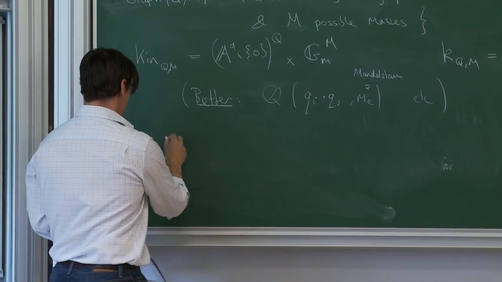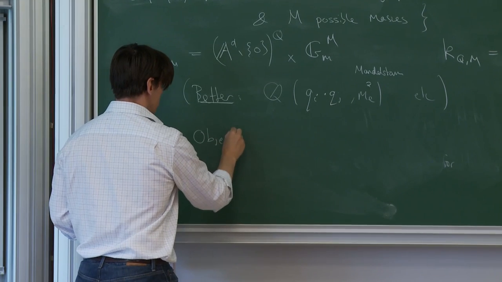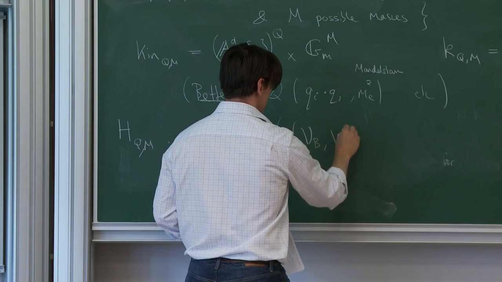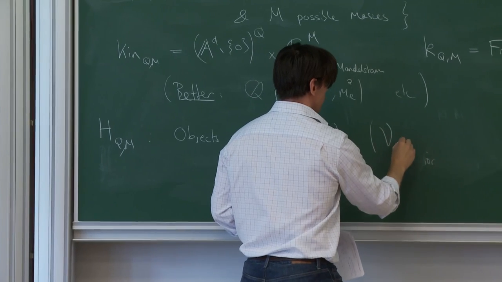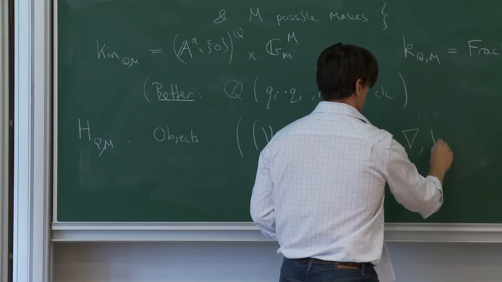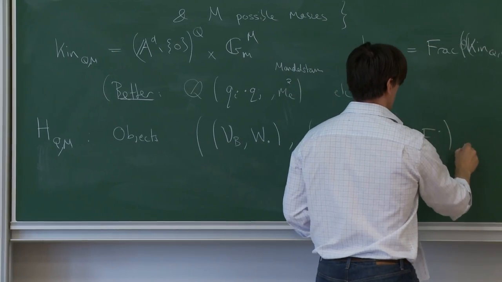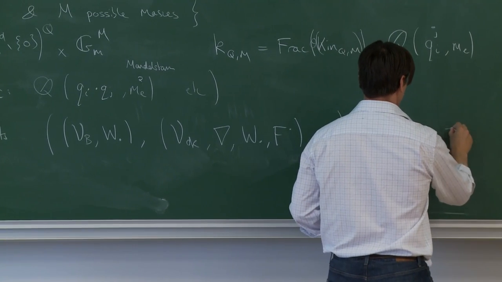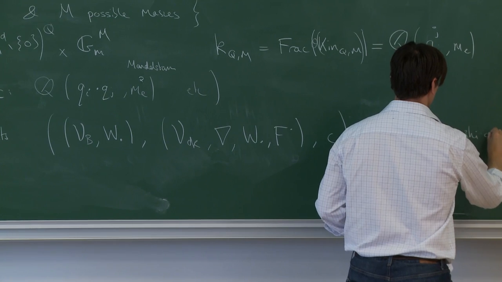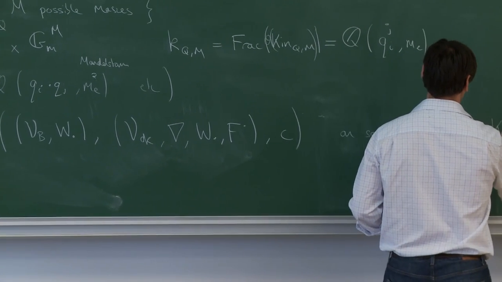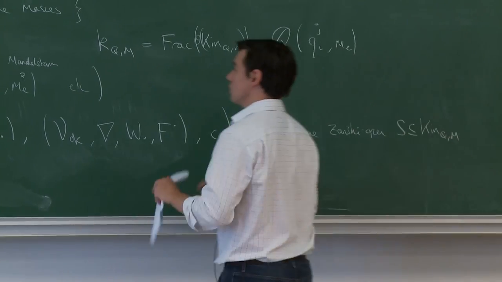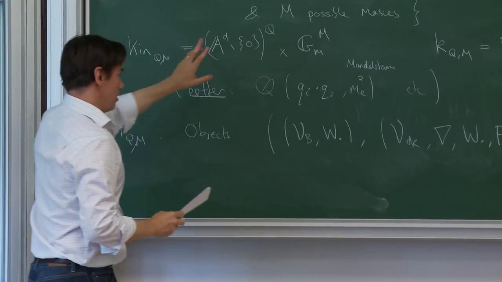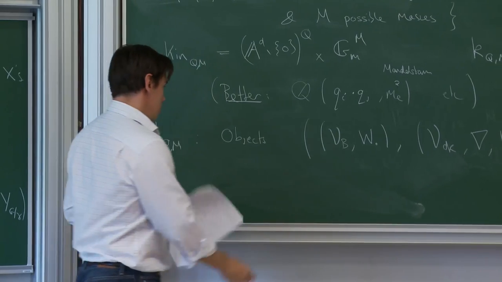So HQM will be a category whose objects are, apologies for being slightly technical, something Betti, something de Rham, with a weight filtration and a Hodge filtration, and a comparison isomorphism. And these will be on some Zariski open subset of the space of kinematics. So we fix the number of masses and number of external variables we're allowed. I mean, the masses can occur with repeats, of course. It's just the number of possible particle masses that are allowed.